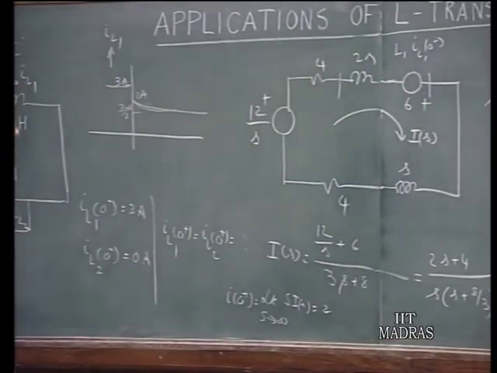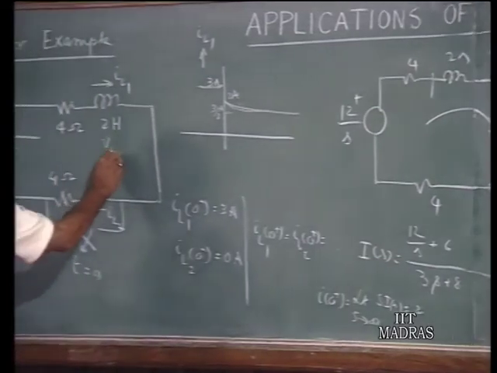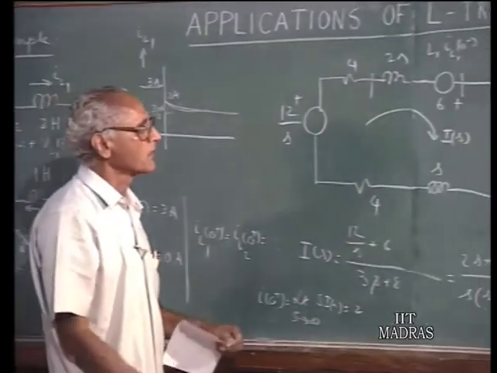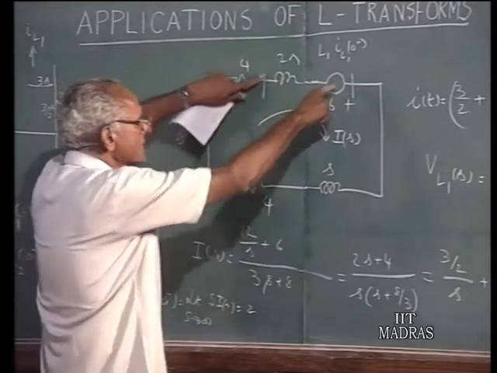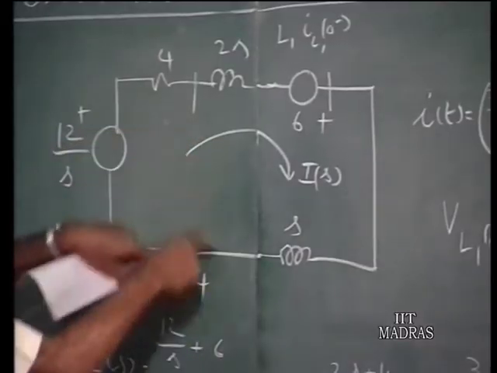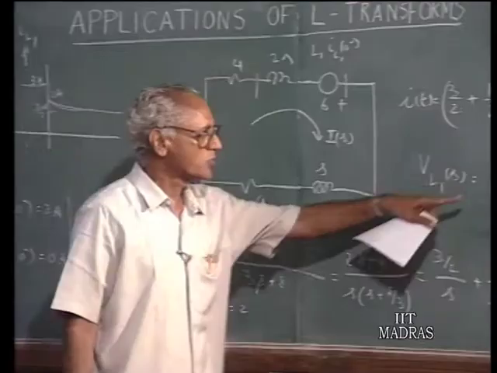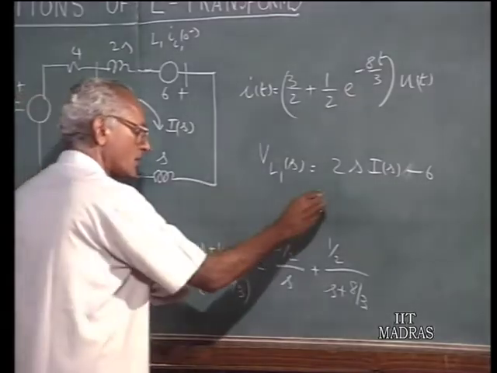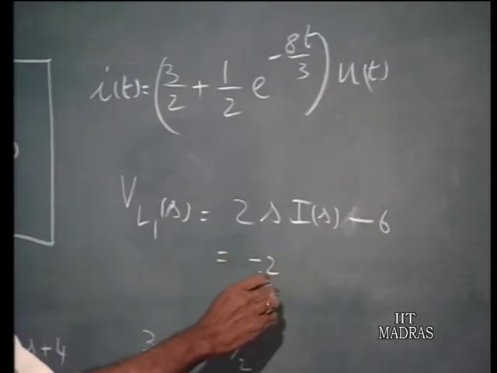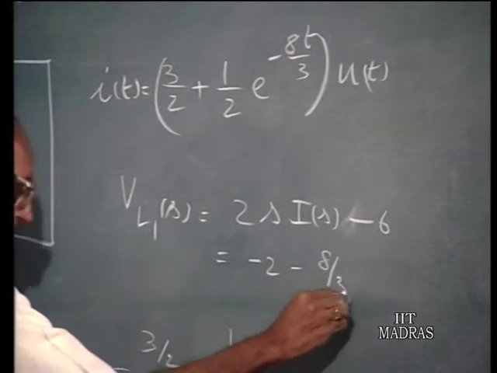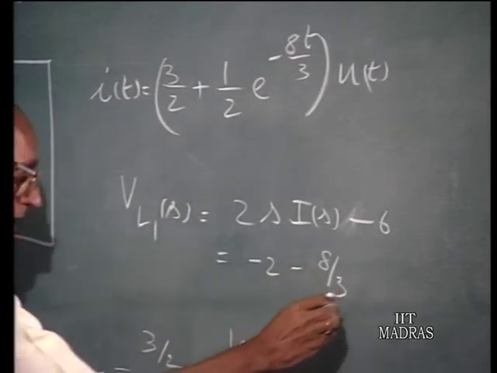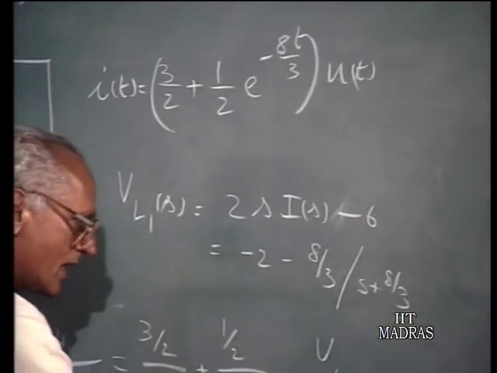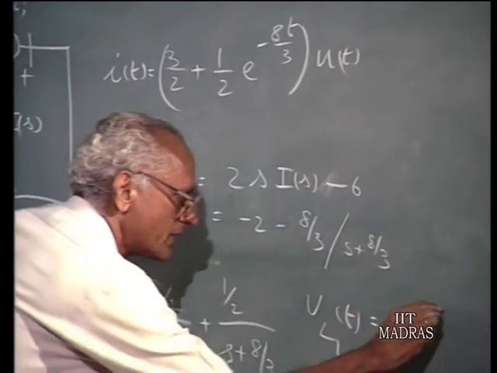So, when you want to find out VL1 of S, if this is VL1 of t, the corresponding Laplace transform is the voltage in the transform diagram existing between these two terminals. You should not make the mistake of computing only this portion. So, 2S times I of S minus 6, that is VL1 of S, and you can show that this will be minus 2 minus 8 by 3 e to the power minus 8 by 3 divided by S plus 8 by 3, which means VL1 of t is minus 2 delta.